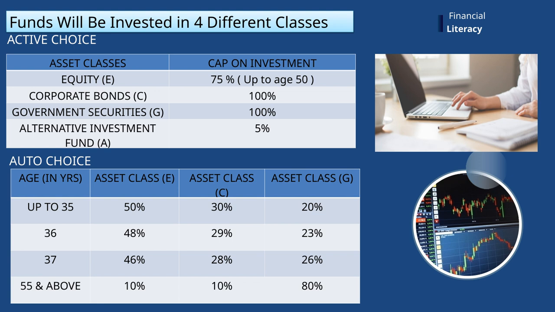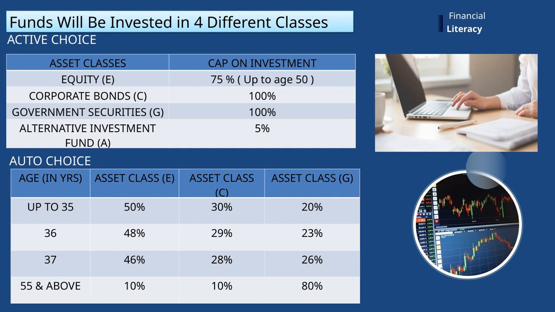Starting with equity, or what we call E, the cap is 75%, but only up to age 50. This means younger investors can have a larger proportion in stocks, but as you approach 50, the allocation might need to be adjusted. Next, we have corporate bonds, labeled C, which can go up to 100%.